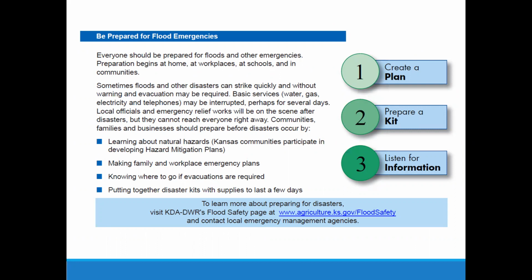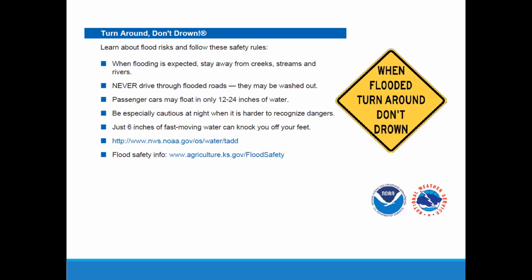And then again, just a couple of wrap-up slides here, being prepared for flood emergencies. Steve would say have a kit in your office and then have a kit at home for dealing with disasters, but yeah, knowing where to go if evacuations are required. So hopefully really just having a working relationship with your emergency management department would be great to have.